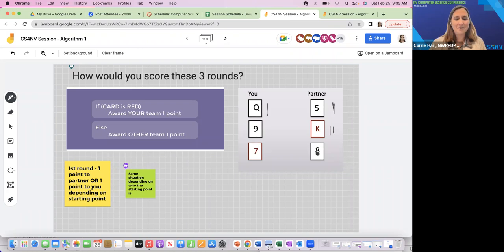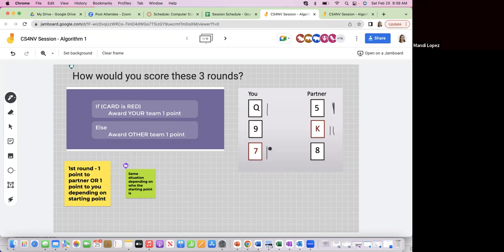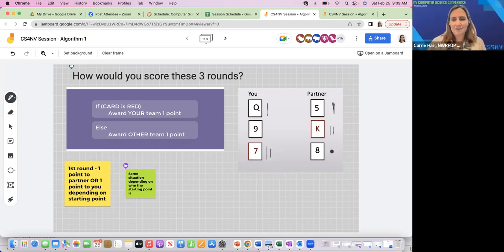And then on the final round, how many points would you get? 2. And then how many points would the black get? None. So it looks like after this, it's all said and done, you got 3 points. Okay, mouse drawing is not easy. 3 points, and your partner got 3 points. So it was really a wash. Nobody officially won this game with these 3 rounds.